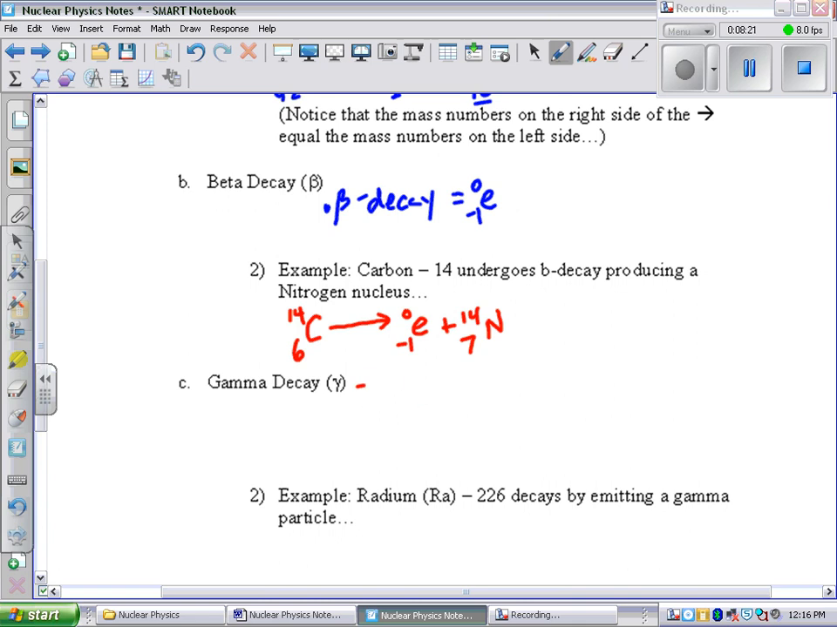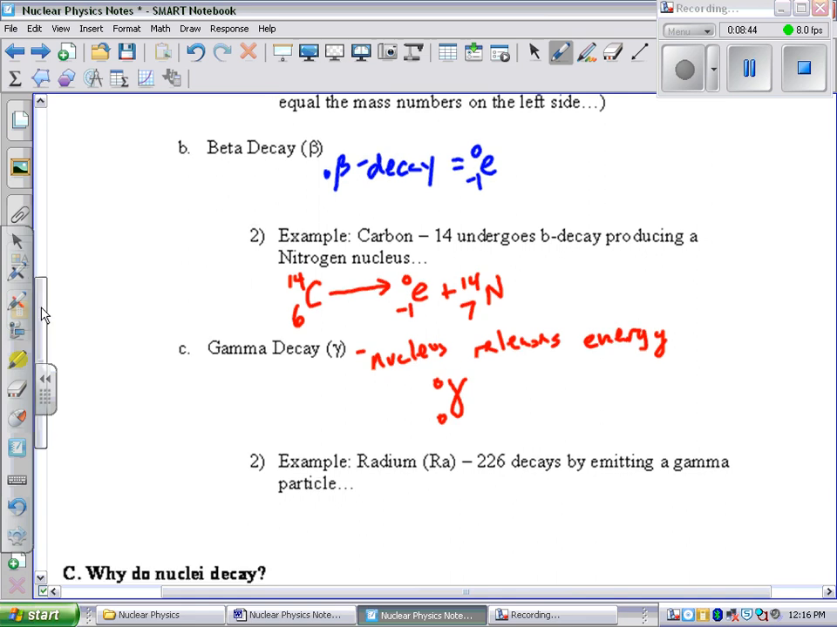So the nucleus releases energy. Energy doesn't have mass or charge, so the symbol for gamma decay is just the Greek letter gamma, and it has 0 charge and 0 mass. So these problems are going to be really easy.